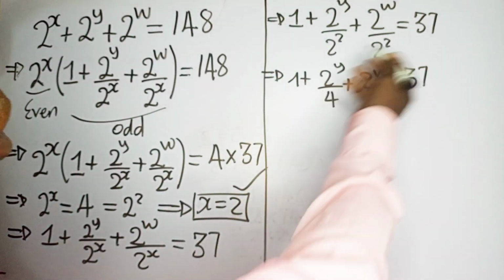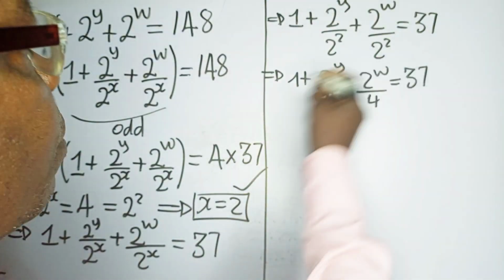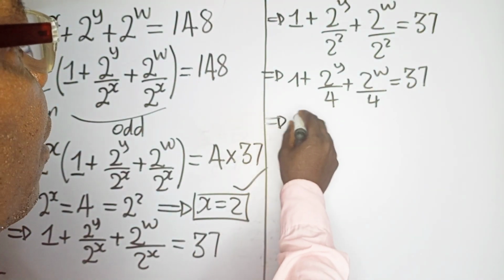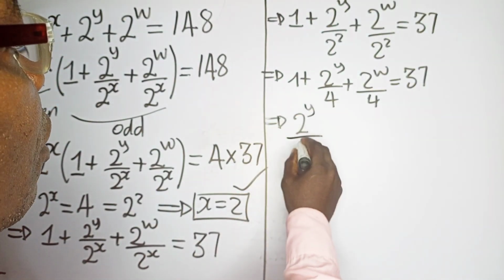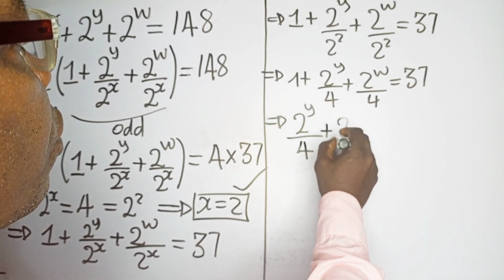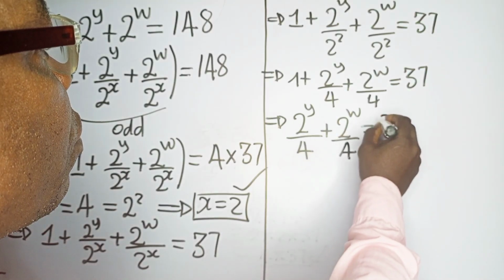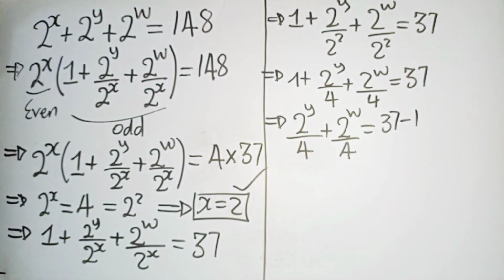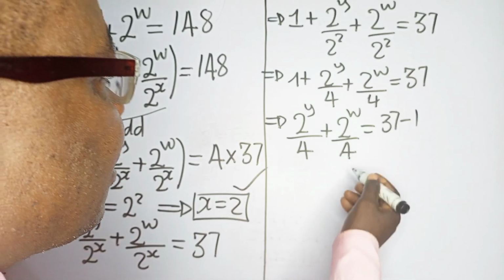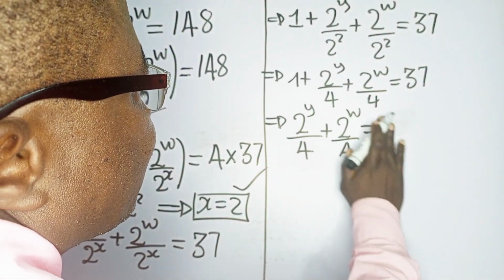Now, let's take this 1 from the left-hand side to the right-hand side. It simply means it will become subtraction there. So what we have here is 2 to the y all over 4 plus 2 to the w all over 4 will be equal to 37 minus 1. 37 minus 1 is 36. So we'll just write 36 here.